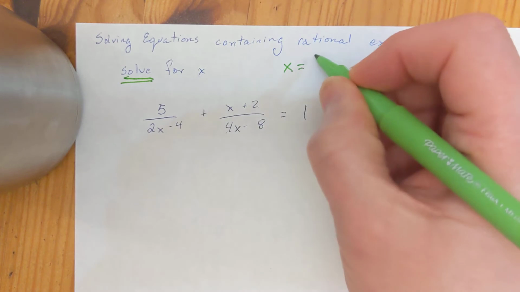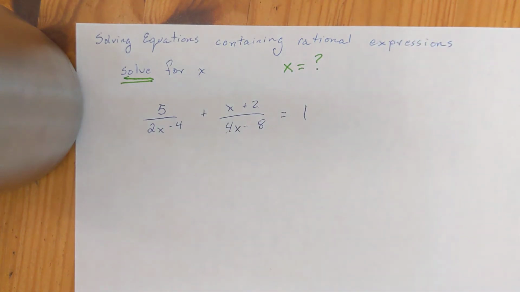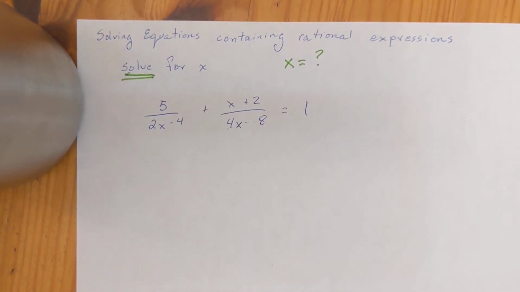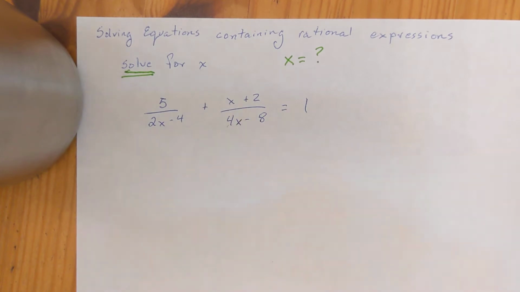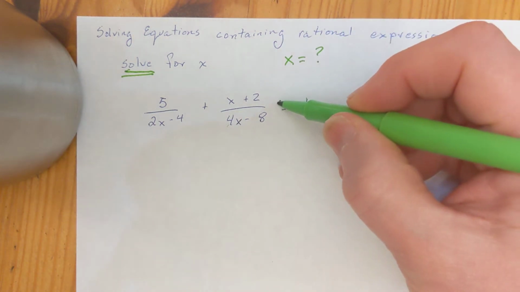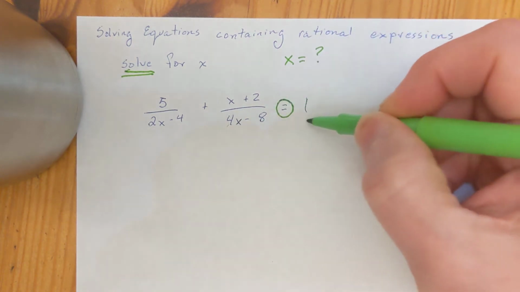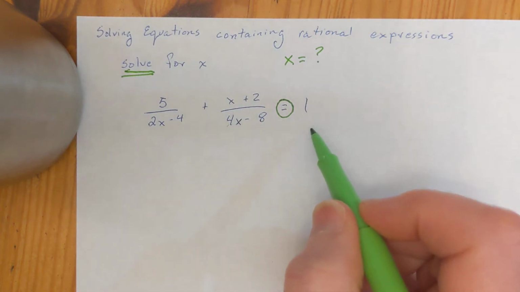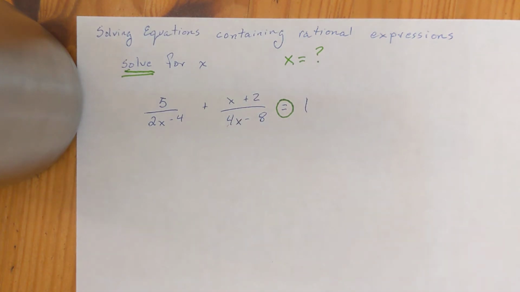X equals something. Up until this point, we've been simplifying or combining or manipulating rational expressions. Now we're solving equations. And one way to know is because it says solve. The other way to tell is that it has an equal sign with things on both sides. Okay? And then I know I can solve for the variable. Up until now, we've been unable to solve for the variable.